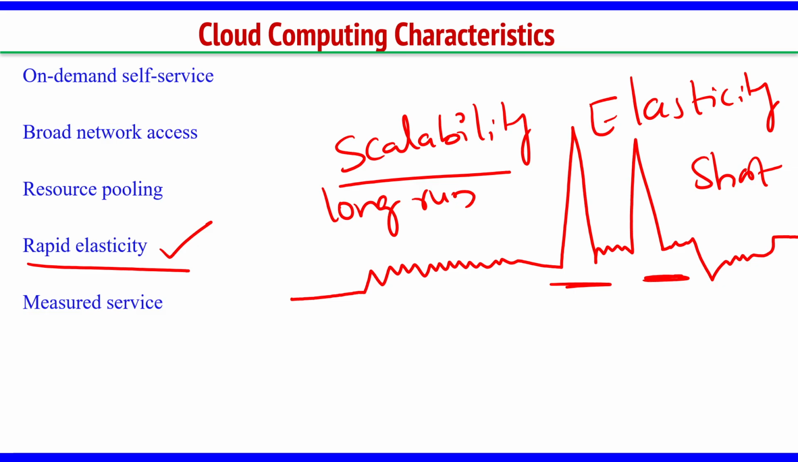Whereas elasticity refers to the ability of a system to dynamically adjust its resource allocation. Okay, dynamically adjusting, right? That is elasticity. Basically, scalability is also there. It should be one of the components, but the focus is more on the elasticity.